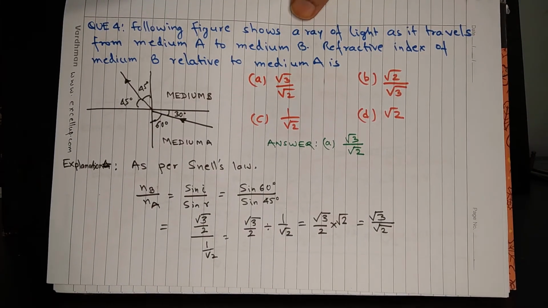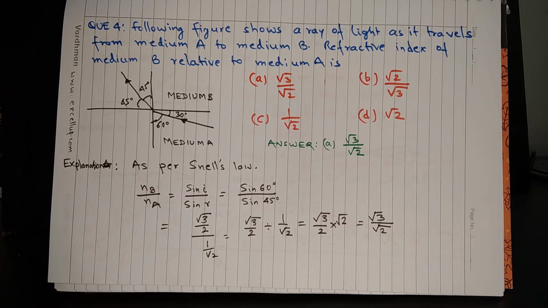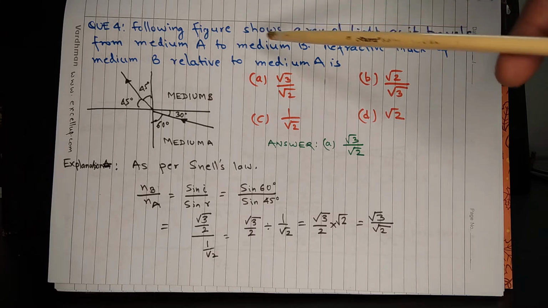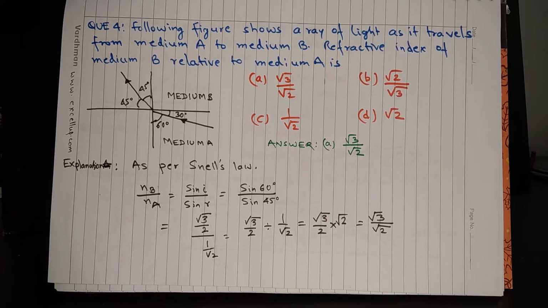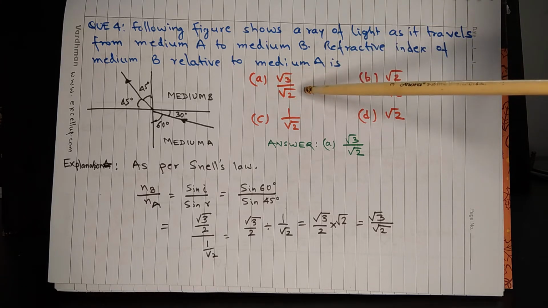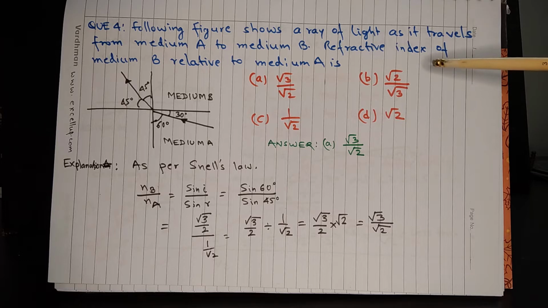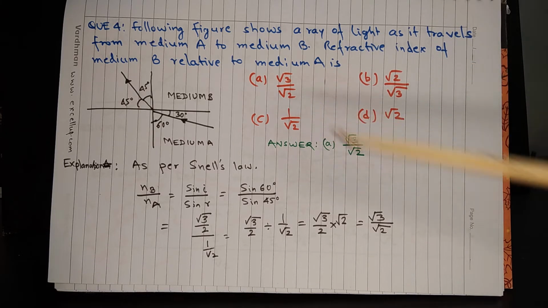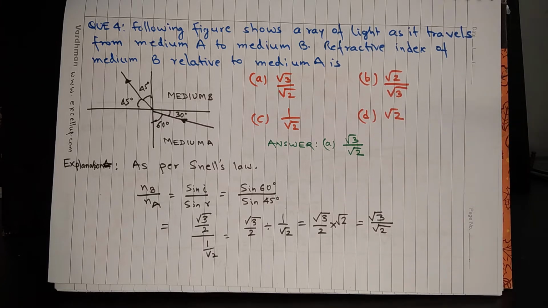Question 4. Following figure shows a ray of light as it travels from medium A to medium B. Refractive index of medium B relative to medium A is A square root 3 upon square root 2, B square root 2 upon square root 3, C 1 upon square root 2 and D square root 2. And the answer is A square root 3 upon square root 2.